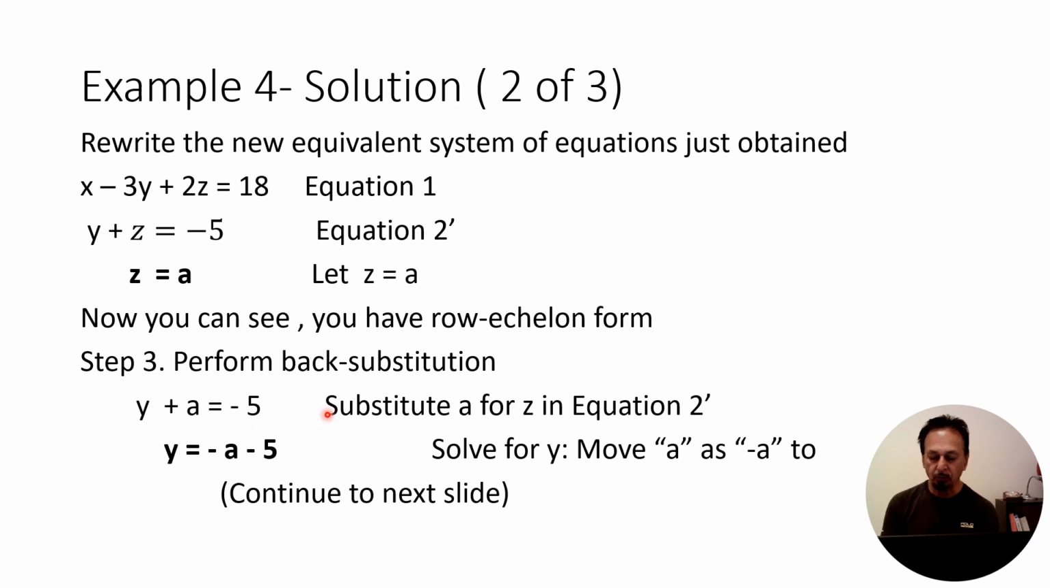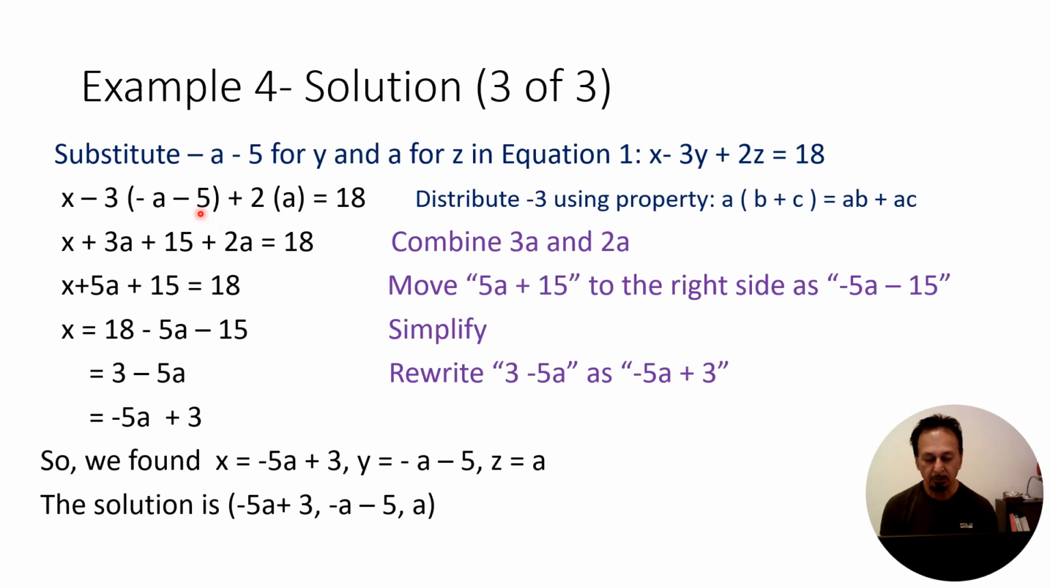So now we can do back substitution. We substitute z equals a in the previous equation. We have y plus z becomes y plus a equals minus 5. Now we can move the a to the right side as negative a, so we have y equals negative a minus 5. So now we substitute negative a minus 5 for y and a for z in equation number 1.